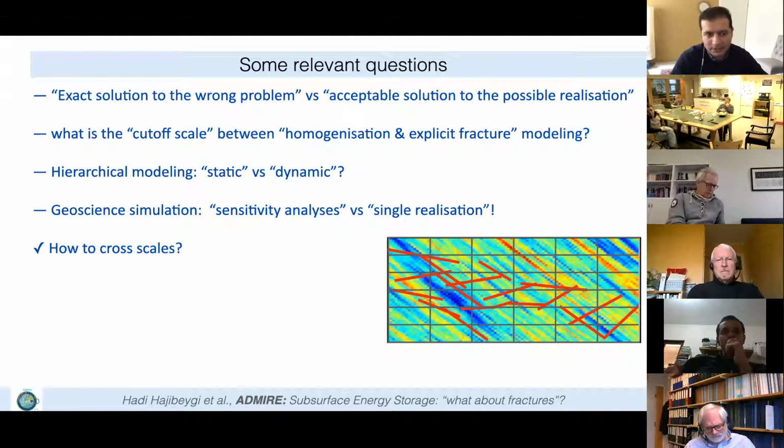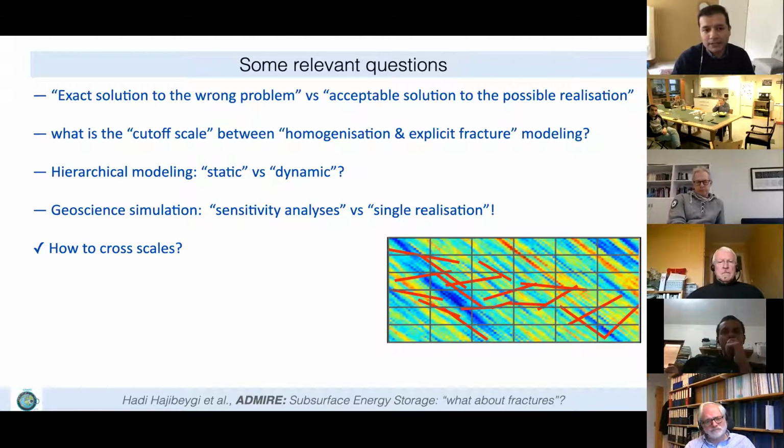And that's one statement. The second is, what's the cutoff scale between homogenizing, making the background upscaled matrix, and the explicit fractures? Where do we put that cutoff? Where do we say, this is the fracture we would like to have in our simulator explicitly represented, the others, please be upscaled. And is that scale cutoff dynamically defined or statically defined?